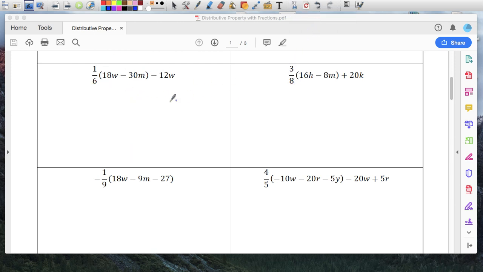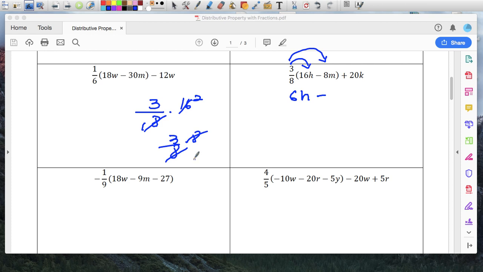3/8 over 16. This one is a little bit different, right? You've got 3/8 times 16. You can multiply 3 times 16 and then divide it by 8, or you can cross out this 8 and the 16. 8 divided by 8 is 1, 16 divided by 8 is 2, and you have 3 times 2. So however you do it, this first thing becomes 6h. Minus 3/8 times 8, and I think this one you might just cross out the 8s. They become 1 and 1, so 3 times 1 gives you 3m plus 20k. Can I combine anything? No, I can't, because they all have different variables.